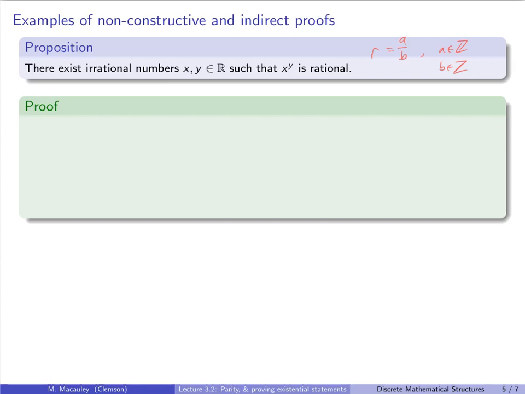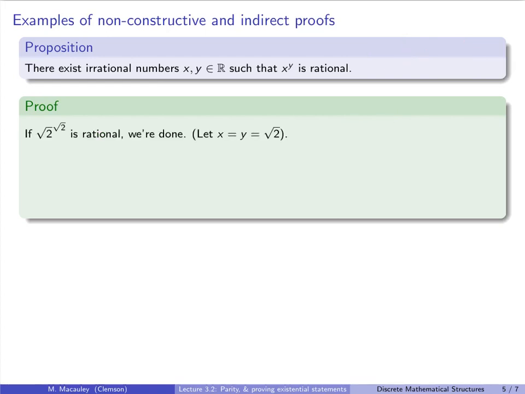So if we want to show that x to the y is rational for some irrational numbers, then if it's a constructive proof, we would have to show what the a and the b are. So we'd probably have to cook up a particular x and a particular y for which this is a fraction. And I don't know how to do that. That seems hard. But what's really neat about this non-constructive proof is I will show that there has to be such a pair, but I won't necessarily tell you what it is, because I don't know how to tell you what it is.